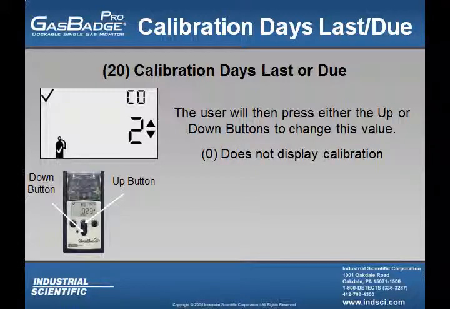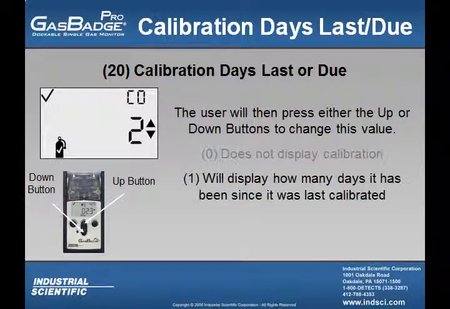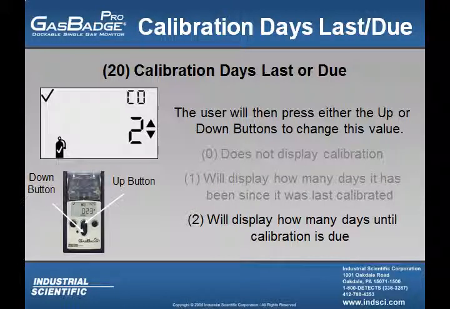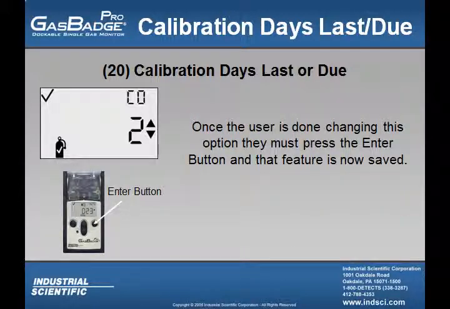A 0 means that the GasBadge Pro will not show calibration at all. A 1 means that the instrument will display how many days it's been since the last time the GasBadge Pro has been calibrated. A 2 means that the instrument will display how many days until the next calibration is due. Once the user is done changing this option, they can now press the enter button, and this feature is now saved.